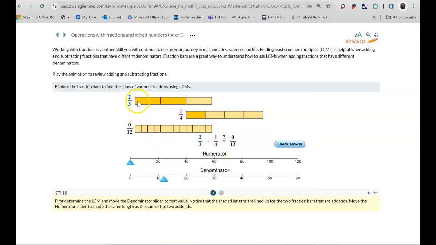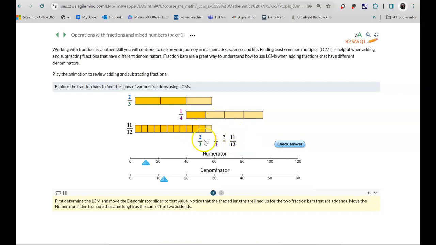Now if you'll notice, here's 2/3. And at the end of 2/3, we start our 4ths, and here's 1/4. So 2/3 plus 1/4 is how much? Well, let's look at this bar. Right now it's 0/12, but let's move our numerator slider until it lines up with the last bar. There we are. Now I want you to see how this lines up with the last part there. See? That is all lined up.